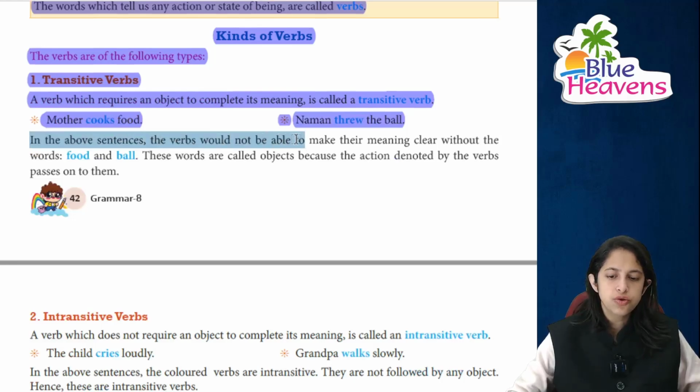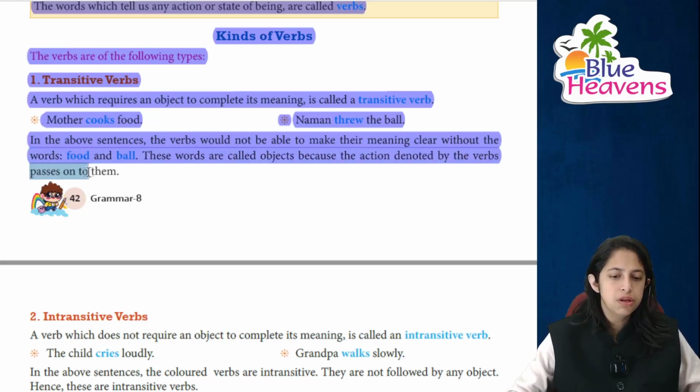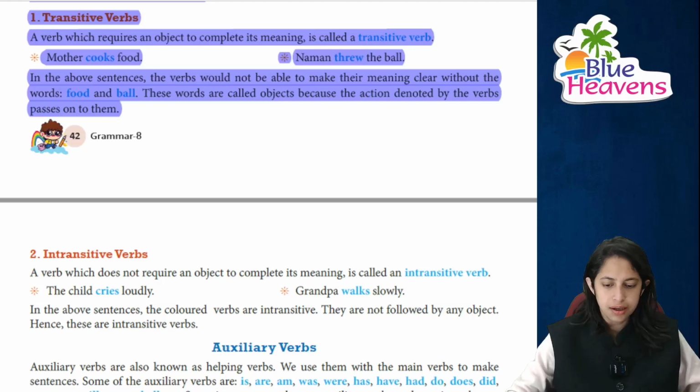In the above sentences जो verb हैं, it would not be able to make their meaning more clear without the words जैसे कि food और ball. These words are called objects बोलते हैं and hence the action which is denoted by the verbs they pass on to them. उनके पास जाता है.